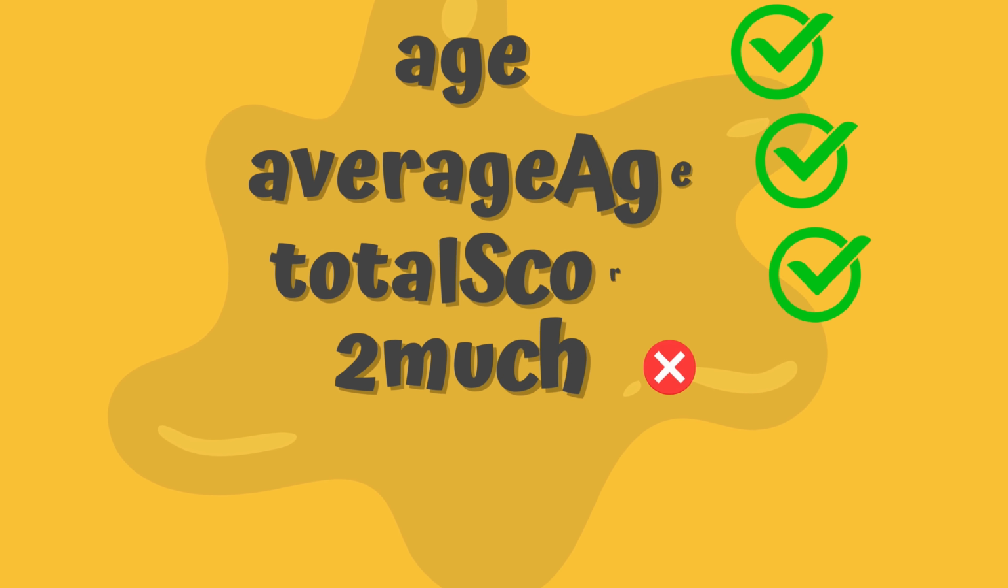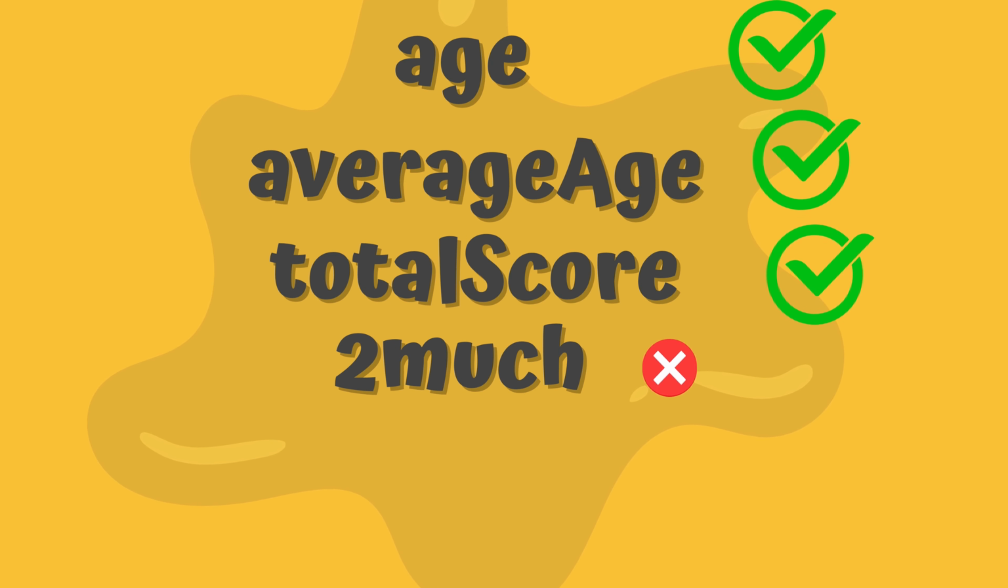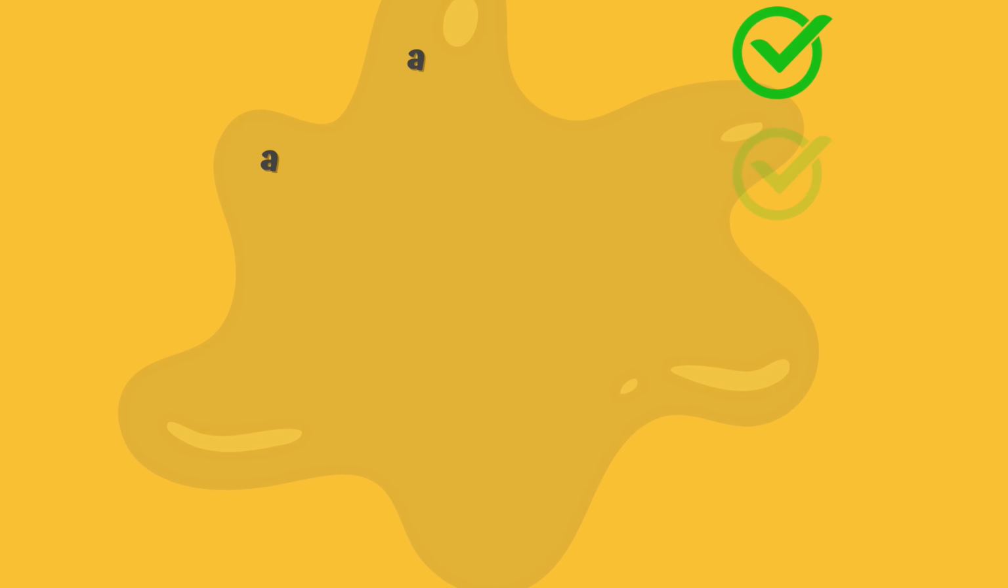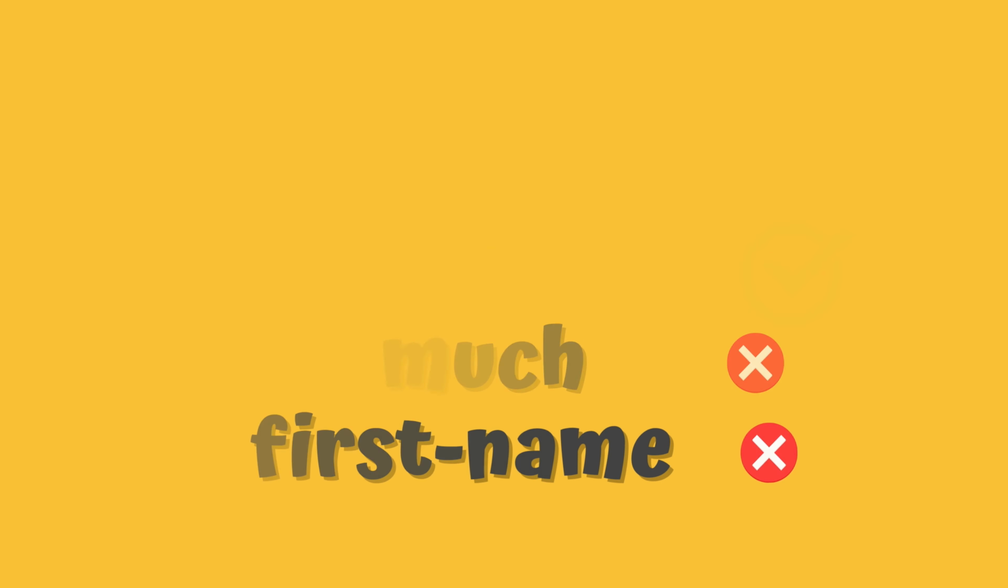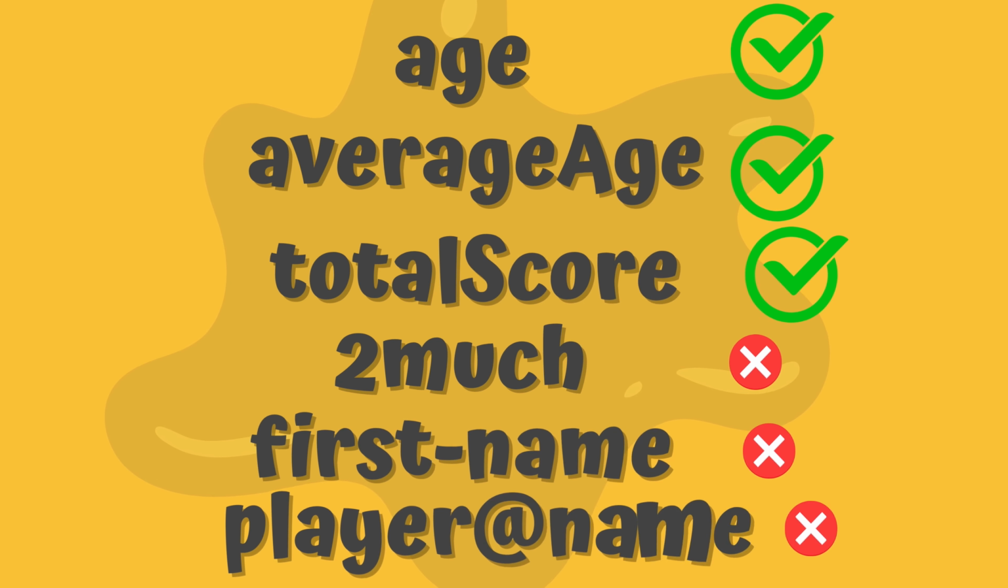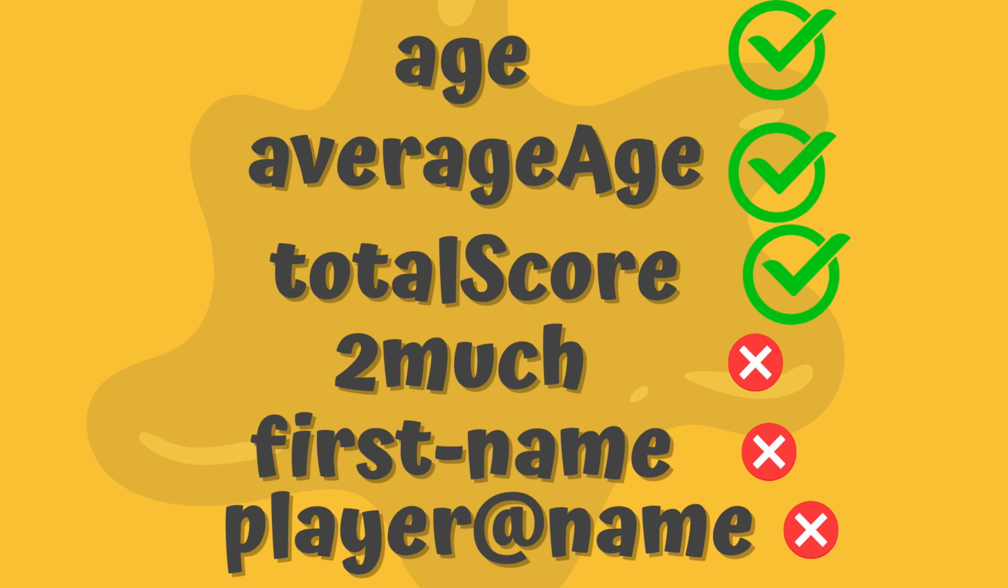2Much starts with a number, so it is bad. First-name has a hyphen, that is not allowed. Now player_name, underscore is a special character which is not allowed.